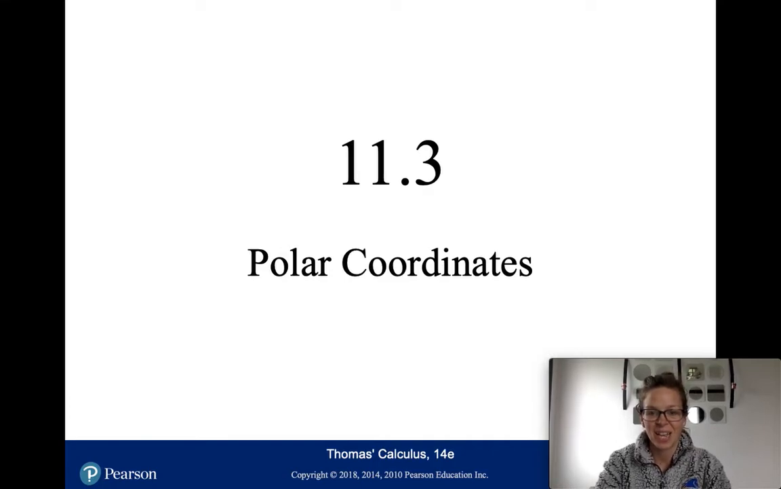Calculus. Today we are going to talk about polar coordinates. And so today is going to be more of a pre-calc review of the idea of polar coordinates and polar equations. And then in our next lesson, we will look at how to bring calculus into those ideas.